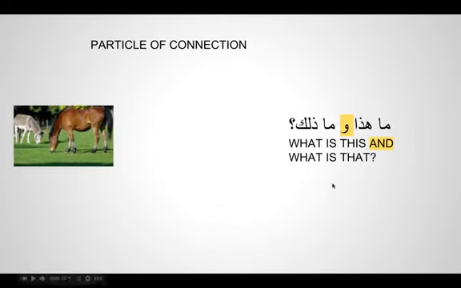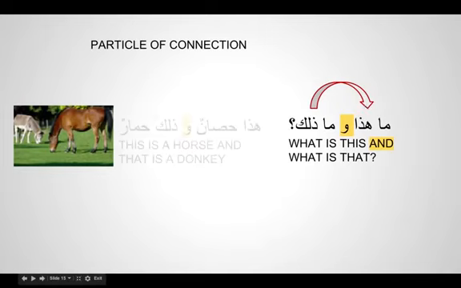For example, if you see here, ma hadha is a question, but the question doesn't end there. So you don't say ma hadha, ma dhalika; technically we use wow. When you see a wow, it's still a continuation of the same question. Ma hadha wa ma dhalika, and the question ends here. So what is this and what is that? The part which comes after wow is still connected to the same thing.